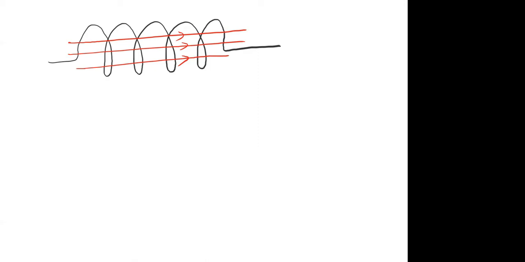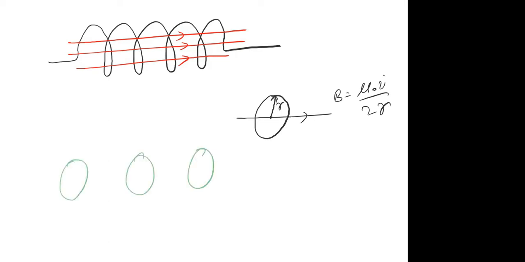Why? I'll tell you. See, if you have a circular loop and if it has some radius r, you know that at the center we have a magnetic field which is B equals mu naught I divided by 2r. See, how many turns do we have? 1, 2, 3, 4, let's say. So all four of these turns or circular loops will have a magnetic field in the same direction because they carry current in the same direction.